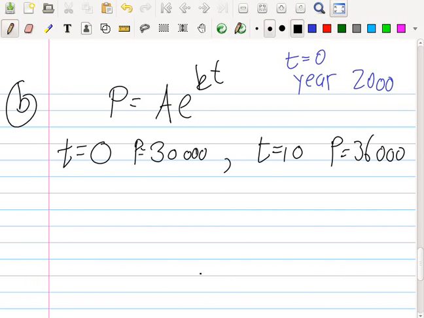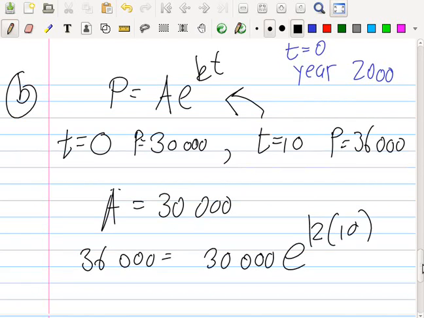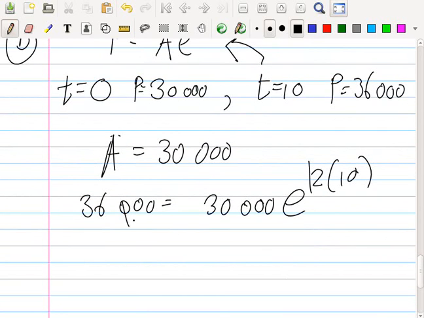It's nice when it's like this because we can see straight away what the A is. What's the A here? 30,000. So you already have the A. Now we can find the k. So we use the second point to find the k. So you get 36,000 equals A e^(kt). So all those cancel. So you get 1.2 equals e^(10k).